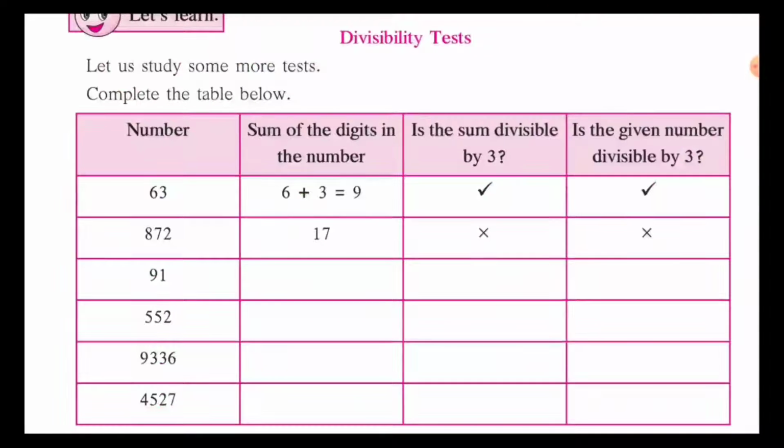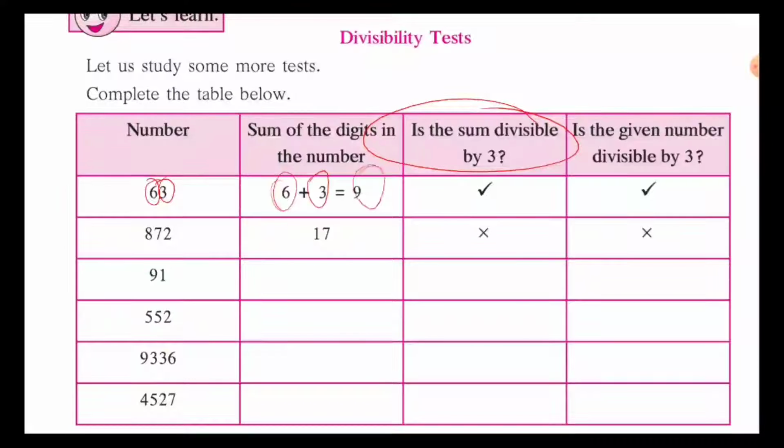This was very easy. Next is the divisibility test for 3. Okay, now what is the procedure for 3? Listen to me very carefully. It is very easy, you just have to remember it. You have to add the digits. Okay, this is 6 and this is 3, so you have to add it.